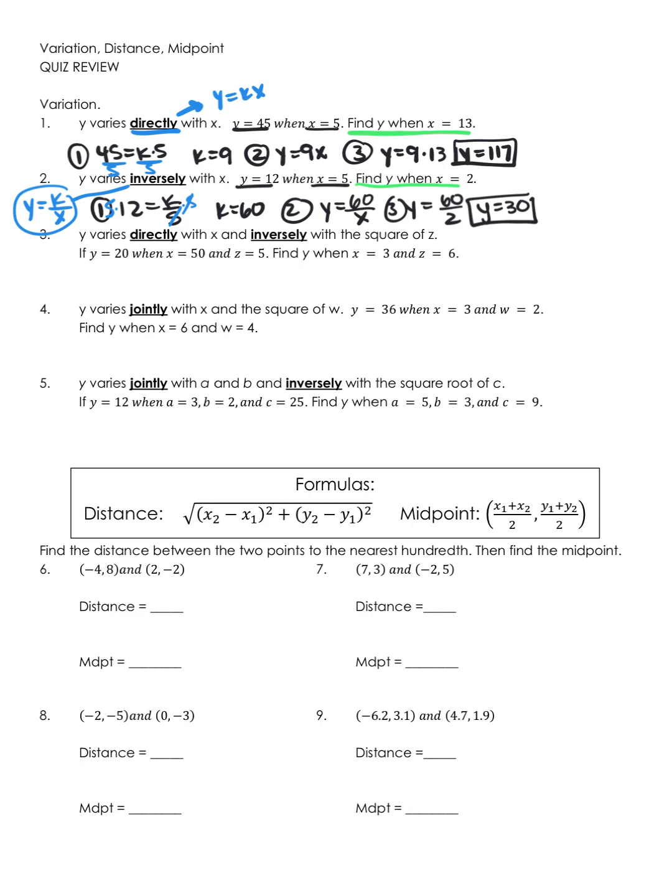The next one has a combination. Y varies directly with x and inversely with the square of z. So what does this mean? Well, y varies directly with x means we have a constant times x, because directly means multiply, and inversely means divide. So then we'll divide by the square of z.